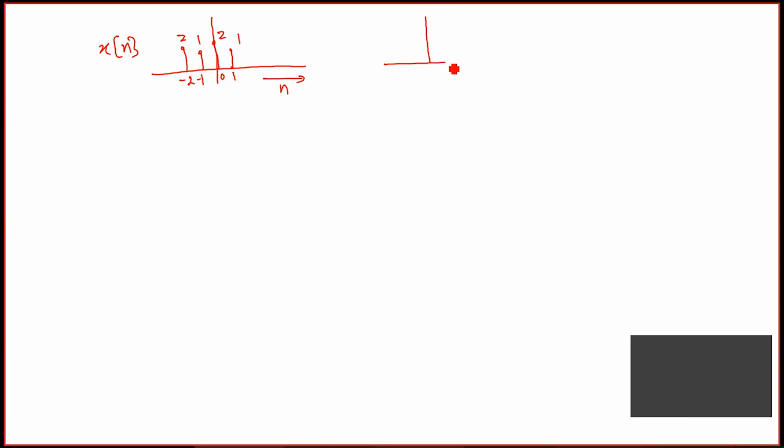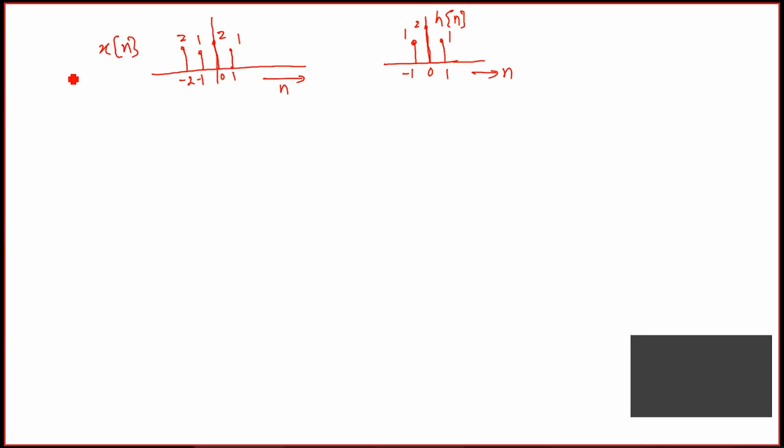And let's say your h of n is given to you as, let's say, 1, 2 and 1, at -1, 0, 1. This is n. So h of n and x of n are given not in terms of values, but in terms of graphical representation.